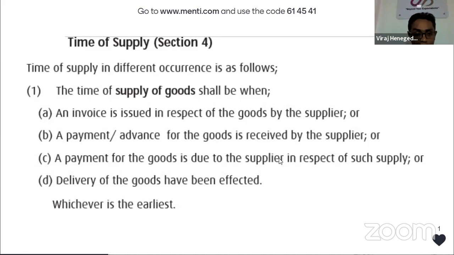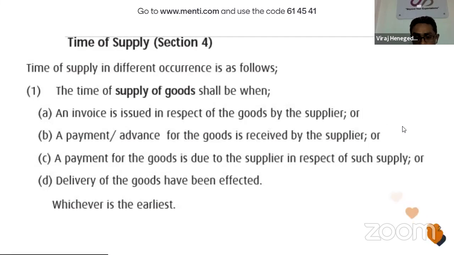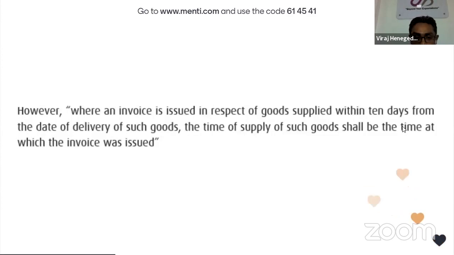Okay, the time of supply, as I told, is whichever is earliest. At the same time, you need to look at this: however, where an invoice is issued in respect of goods supply within 10 days from the date of delivery of such goods, the time of supply of goods shall be the time at which the invoice was issued. Let's take one example. Suppose you have already dispatched your goods. In that case, if you are issuing your invoice within 10 days of the delivery of those goods, the time of supply is the time at which the invoice was issued, not the time that the goods were received. So this is the most important thing that you need to remember: if the invoice is issued within 10 days of the date of delivery of such goods. Okay, right. Then we'll move to the next one.